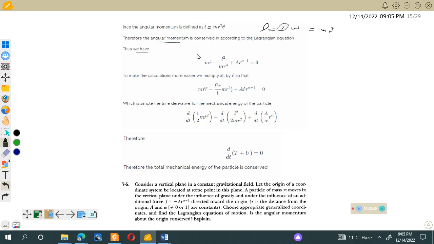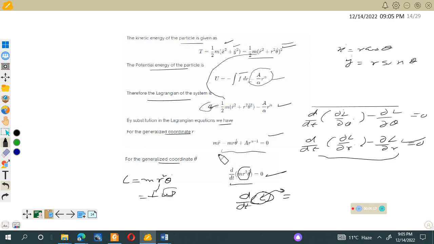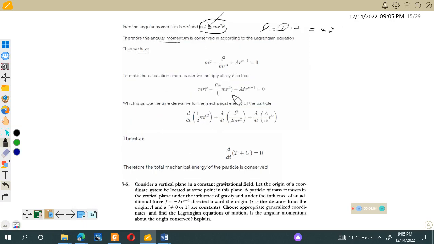Thus we have m r double dot minus L squared over m r cubed plus A r^(alpha minus 1). So we can use this in the radial equation. If we put the value of theta dot in this equation, it will give m r double dot minus L squared over (m r cubed) plus A r^(alpha minus 1) equal to 0.